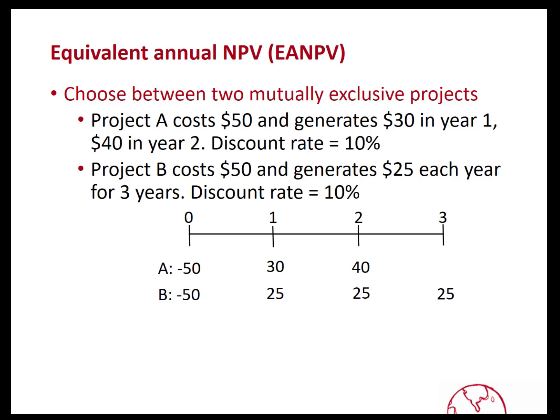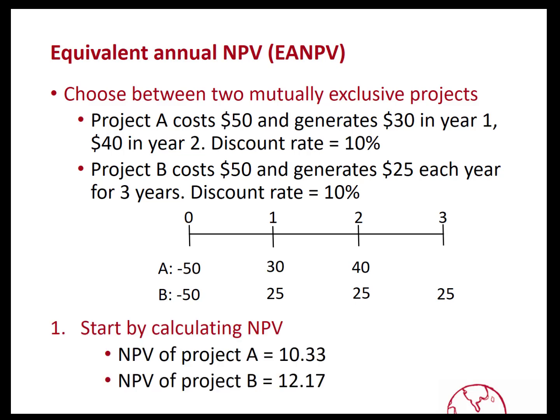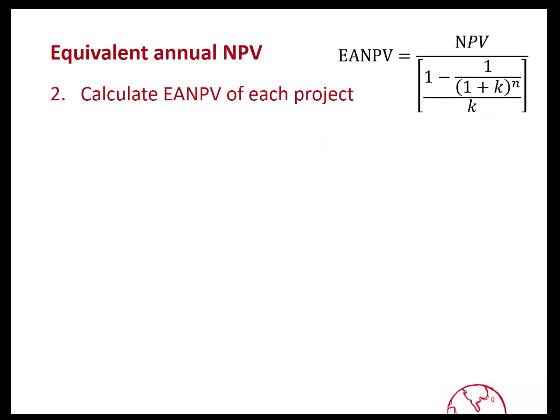Well, if you were to calculate the NPV using this discount rate, you would find Project A has an NPV of 10.33 and Project B has an NPV of 12.17. So if you simply went by the NPV, you would choose Project B. The problem is that Project B is generating $25 each period for 3 periods, and it's hard to know if that $75 over 3 periods is larger or smaller in present value terms than the $70 generated by Project A. So what we're going to do is calculate the equivalent annual NPV for each project.